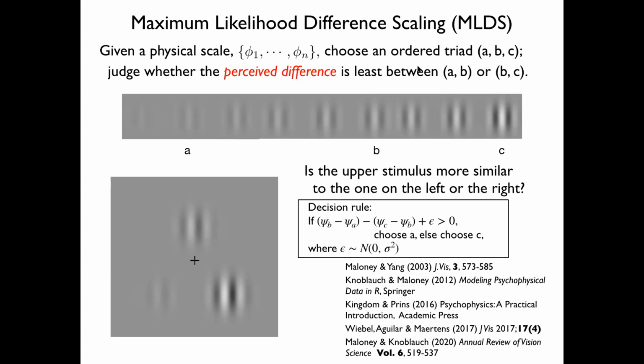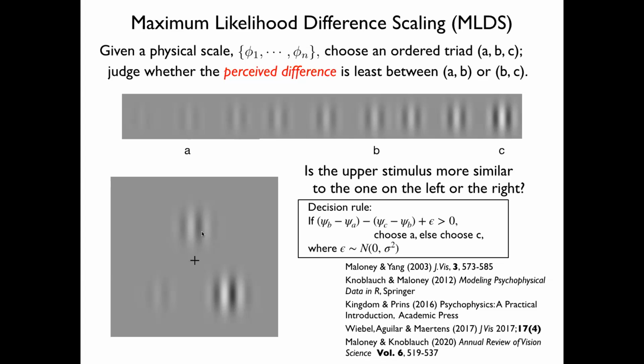And on any particular trial, we choose a triple, a triad, say A, B, and C. We present them like this with the fixation, and the task of the observer is to say whether the interval between A and B is smaller than the interval between B and C. In other words, is the one on top more similar to the one on the left or the right? Of course, we randomly reverse the order, and which one is on the left or right is randomly changed between trials. So it's a very simple task. Is the upper stimulus more similar to the one on the left or the right?